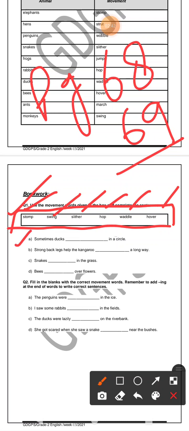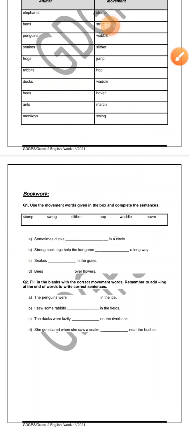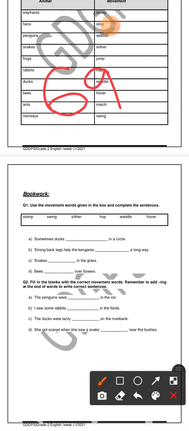Number one. Sometimes ducks dash in a circle. Remember, how do ducks move? Ducks waddle. So, do we have waddle in the help box? Yes, we do. So, we write, sometimes ducks waddle in a circle. The rest three, you will do yourself. I will just read the sentences. Strong back legs help the kangaroo dash a long way. Snakes dash in the grass. Bees dash over flowers.